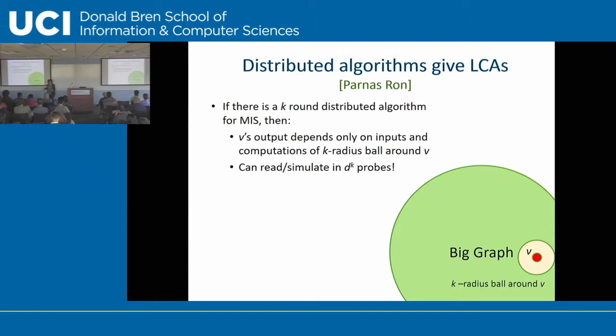Well, the graph has bounded degree d, and we're looking at radius k, so I can only be d to the k steps away. So I have a total of d to the k pieces of information that I need to read, and I can simulate everything sequentially. So I just need d to the k probes to the input. I can simulate everything sequentially and figure out what is the answer for v. So I'm taking the fact that there exists a distributed algorithm, and I'm simulating it, but we just need d to the k. So this is what Parnas and Ron noticed.